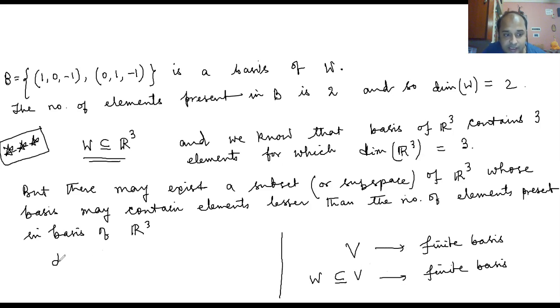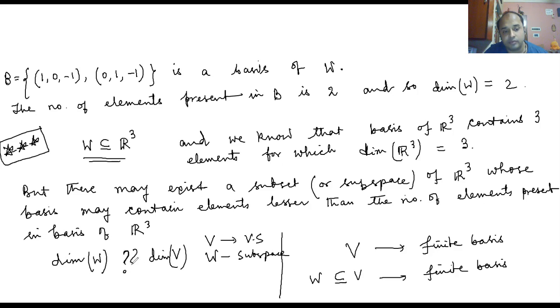So the question is, if V is a vector space and W is a subspace, what is the connection between the dimension of W and the dimension of V? What is the connection between these two? This is an example which I have shown.